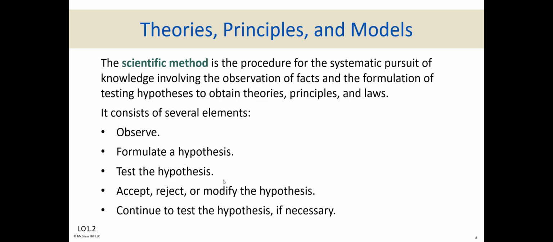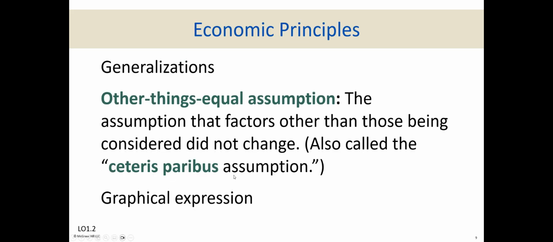First of all, you observe real life and then you come up with a hypothesis, and then you need to test the hypothesis. After testing it, you may accept, reject, or modify the hypothesis and continue to test the hypothesis if necessary. And now let's talk about one important economic principle, which is the other things equal assumption. So what is the other things equal assumption? Because you're going to see that ceteris paribus assumption in the following chapters. It's the assumption that factors other than those being considered did not change.